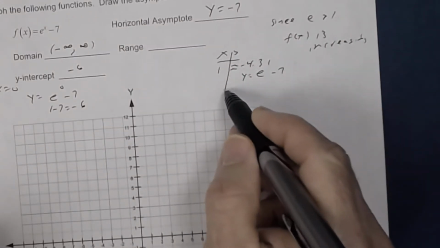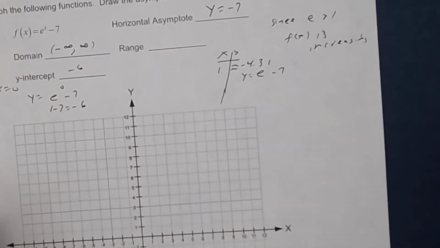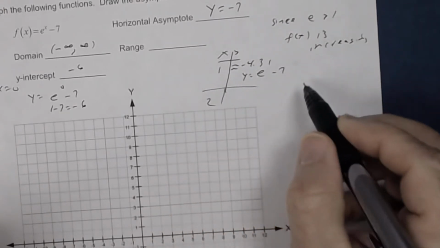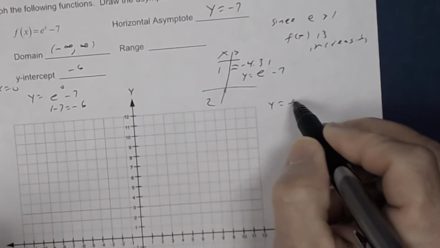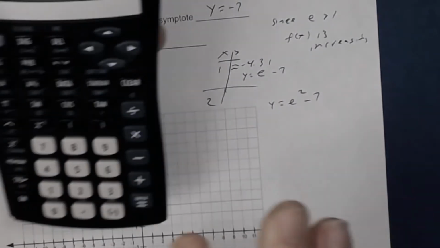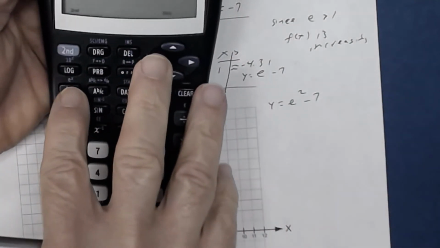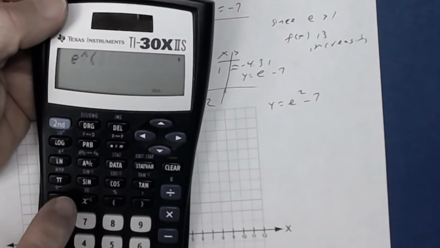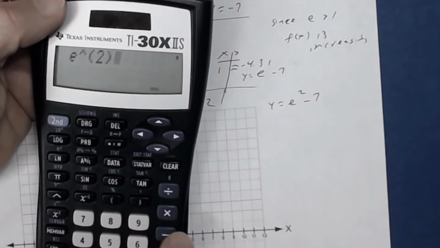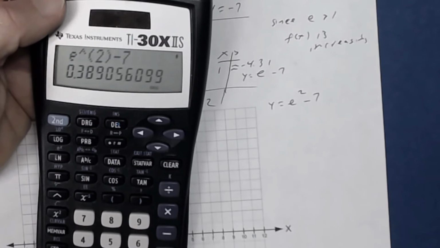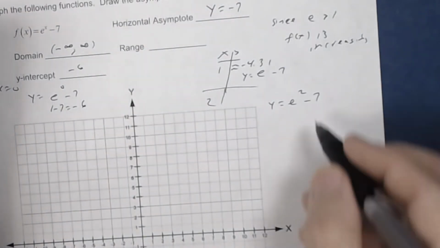Okay, now we need one more. So you see you got to show this little dot here. Now if x is 2, I get y equals e squared minus 7. So in your calculator, you're going to say second ln, right here, second ln, and then e squared, close the parentheses, subtract 7, and that's about 0.4. So that's about 0.4.